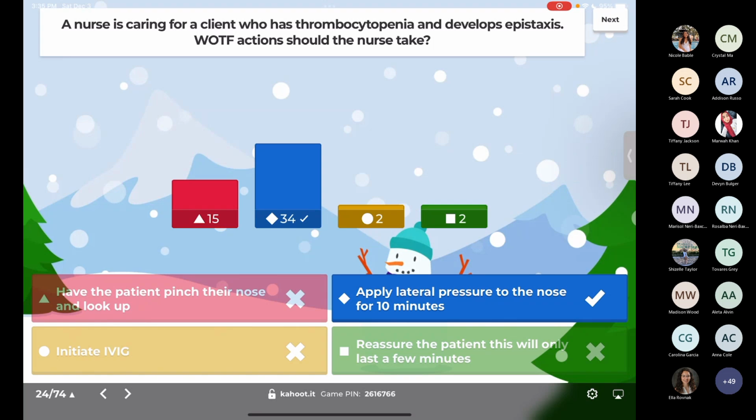Good job, guys. You want to apply pressure to the nose for 10 minutes. Additionally, we don't want them to look up because that can cause blood to go down the esophagus, and that's not good.